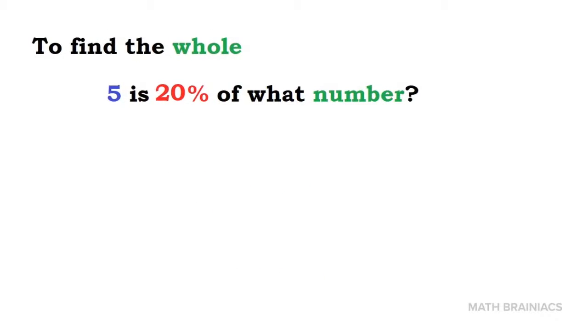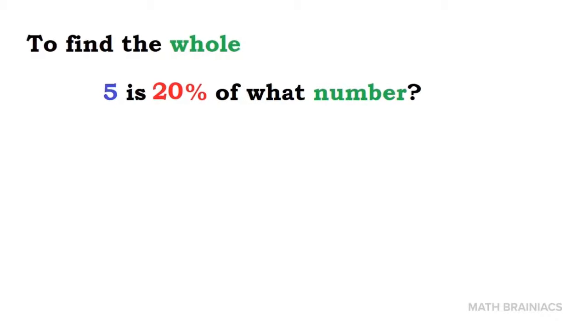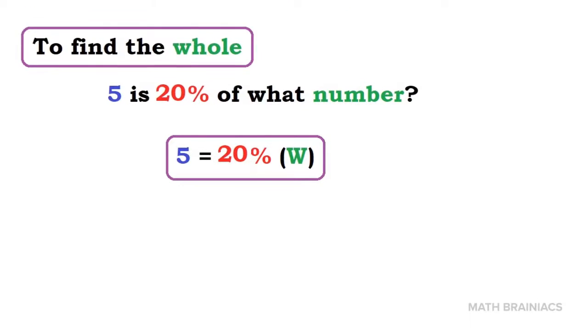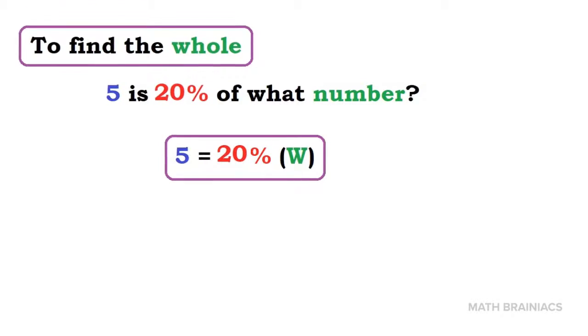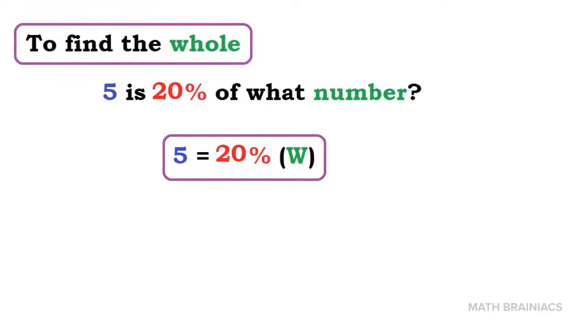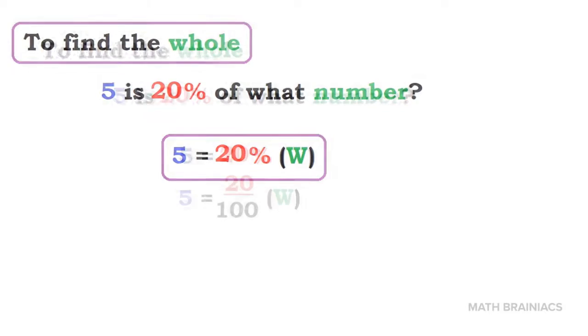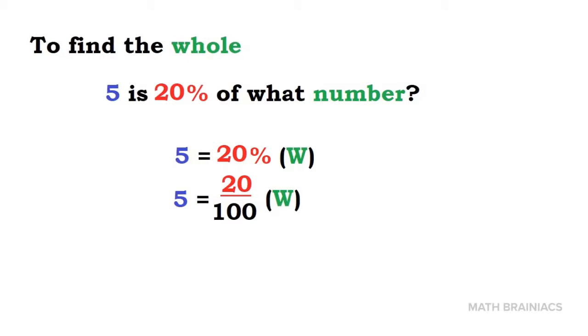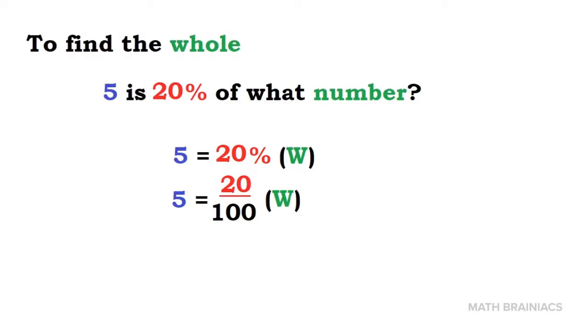To find the whole, let us work on this example so that you can understand it well. 5 is 20% of what number? To translate the sentence into an equation, 5 is equal to 20% of W. Do you get it? Remember that 20% can be converted into a fraction if you place 100 in the denominator. Therefore, the equation will be 5 is equal to 20 over 100 times W.